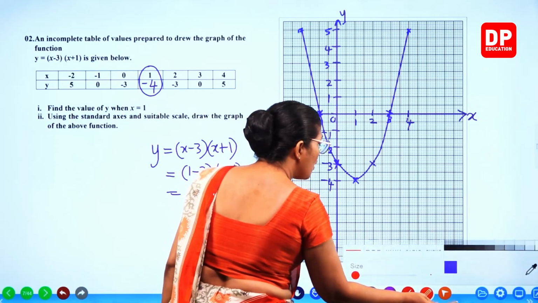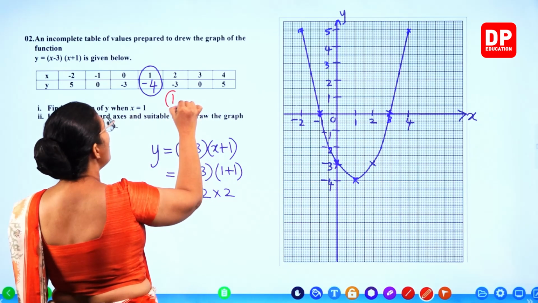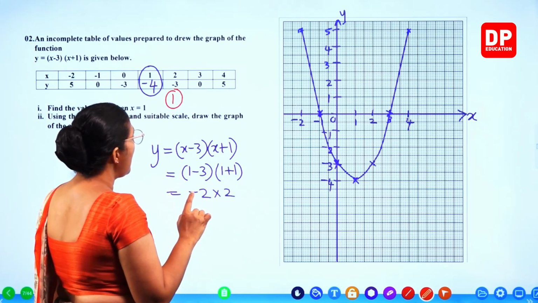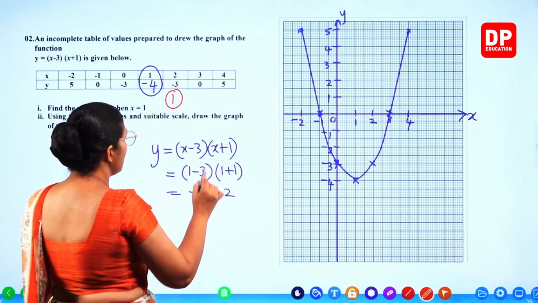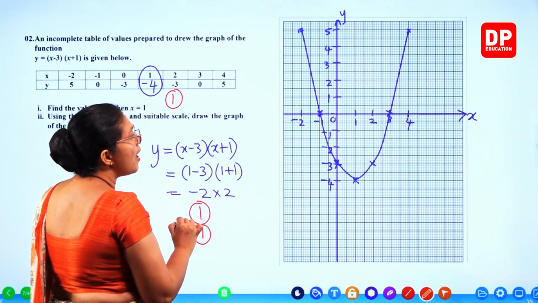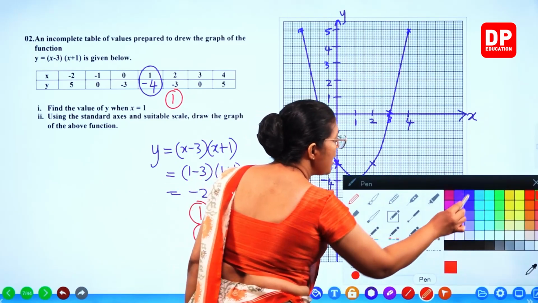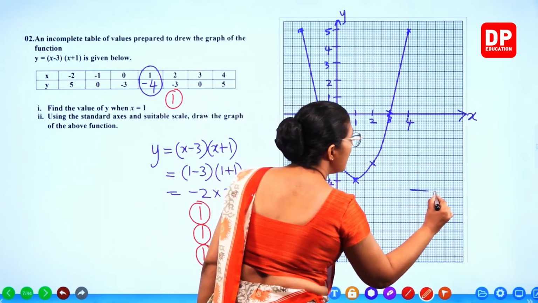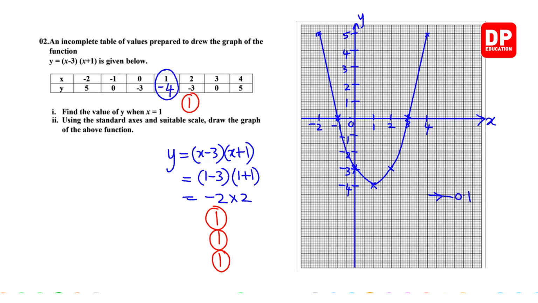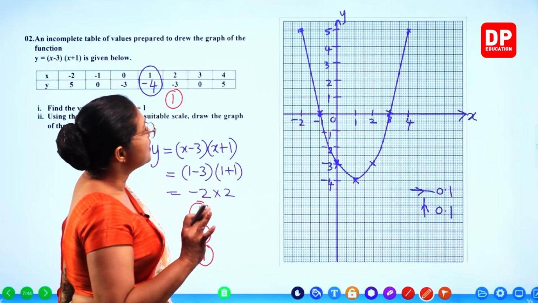So how many marks for this one? So you get 1 mark for finding the point and 3 marks you are getting. 1 mark for the scale, 1 mark for marking the points and connecting 1 mark. And make sure that you write down the scale. So we took along this way 0.1 because 10 squares 1 unit, 1 over 10. This way also 0.1. 10 squares 1 unit. Now we'll answer the questions using this graph.